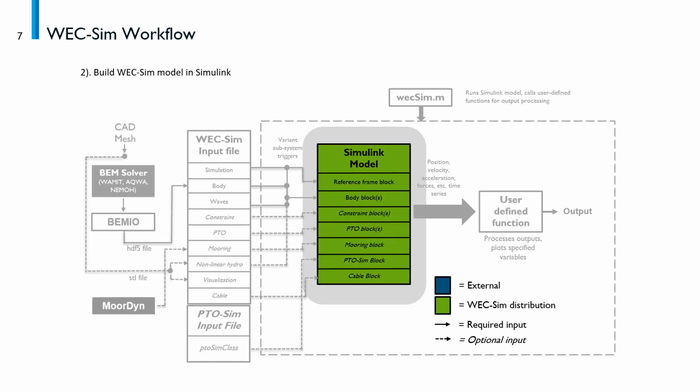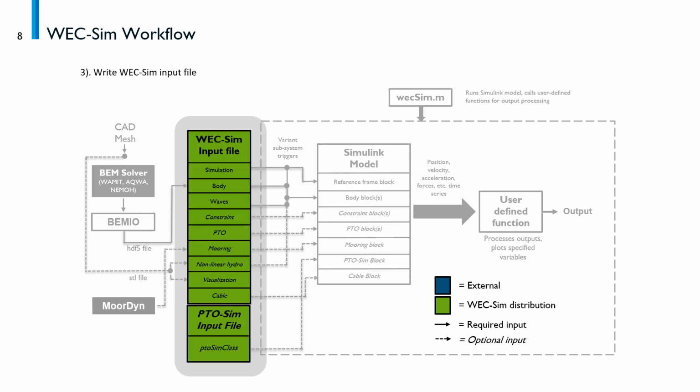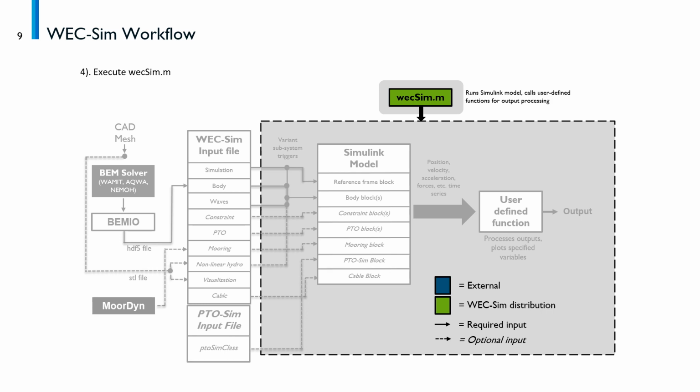The next step in the workflow is to build a WEC-Sim model in Simulink. The Simulink model will consist of the various blocks that are described and highlighted in the image here. Next, the user must write and fill out a WEC-Sim input file and potentially a PTO-Sim input file, where you are defining the various classes that are highlighted here in the image. Once the Simulink model and the WEC-Sim input files have been written, the user can now execute WEC-Sim by typing wecSim in the MATLAB command line.